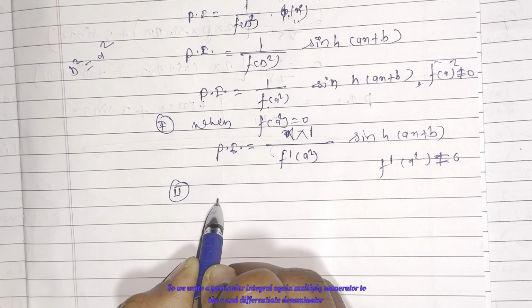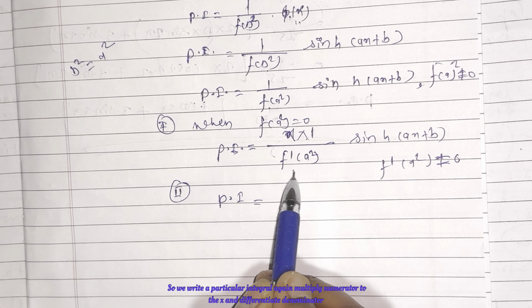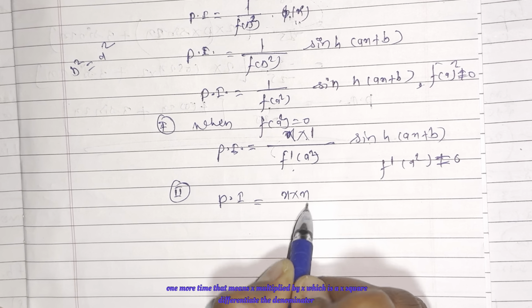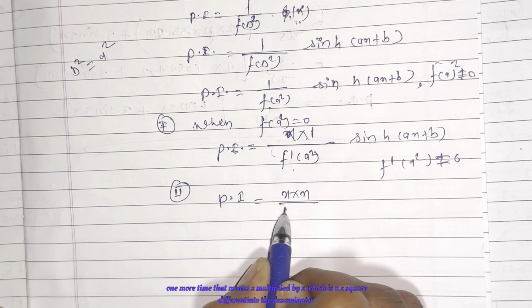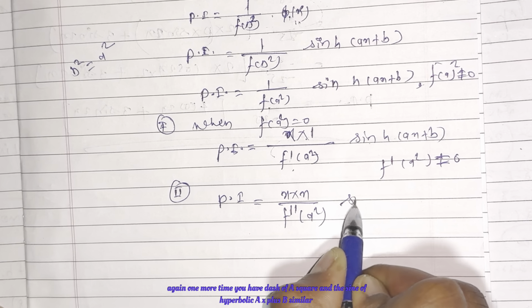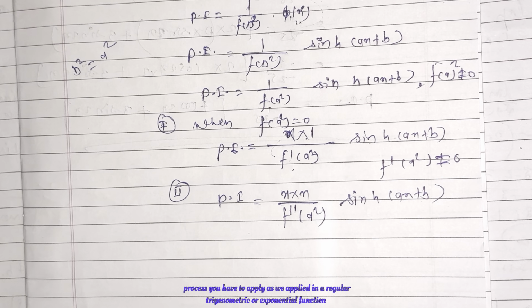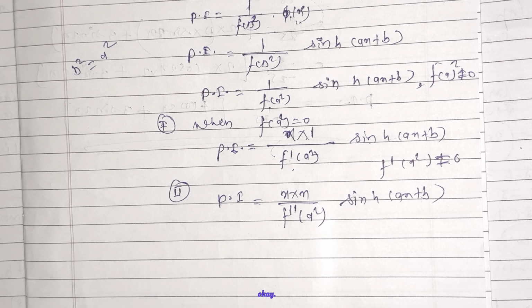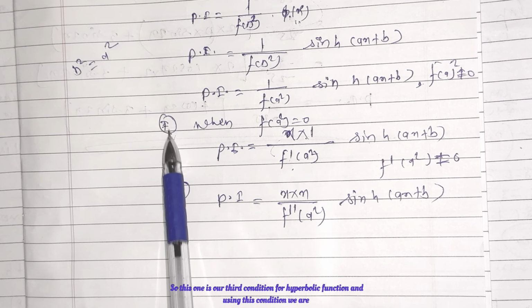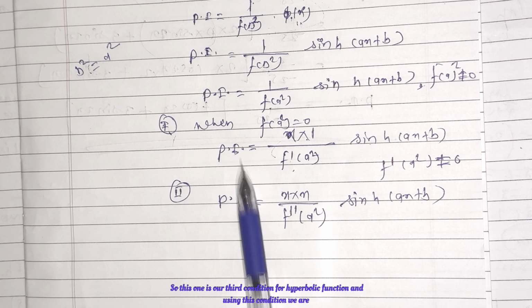We write the particular integral, again multiplying the numerator by x and differentiating the denominator one more time. That means x multiplied by x, which is x square, and differentiate the denominator again, f double dash of a square, and the sine hyperbolic ax plus b. Apply a similar process as we applied in a regular trigonometric or exponential function. So this is our third condition for a hyperbolic function.